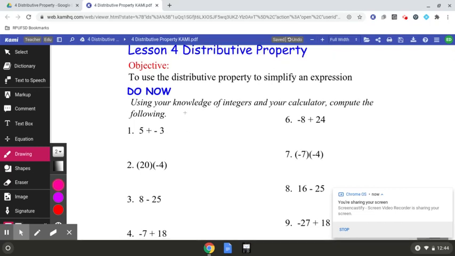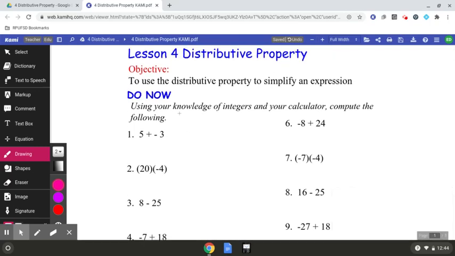Okay, so this is lesson 4 of the distributive property. You're going to try the do now, which says using your knowledge of integers and your calculator, compute the following. Make sure you're inputting negatives where you see negatives or subtraction where you see subtraction. Pause the video, try these 10, and then start it back up and check your answers when you're done plugging them in.